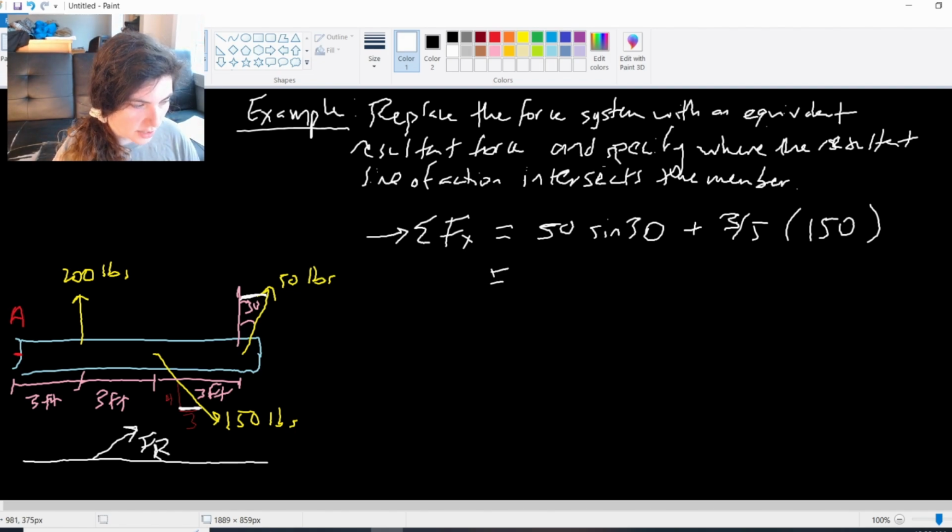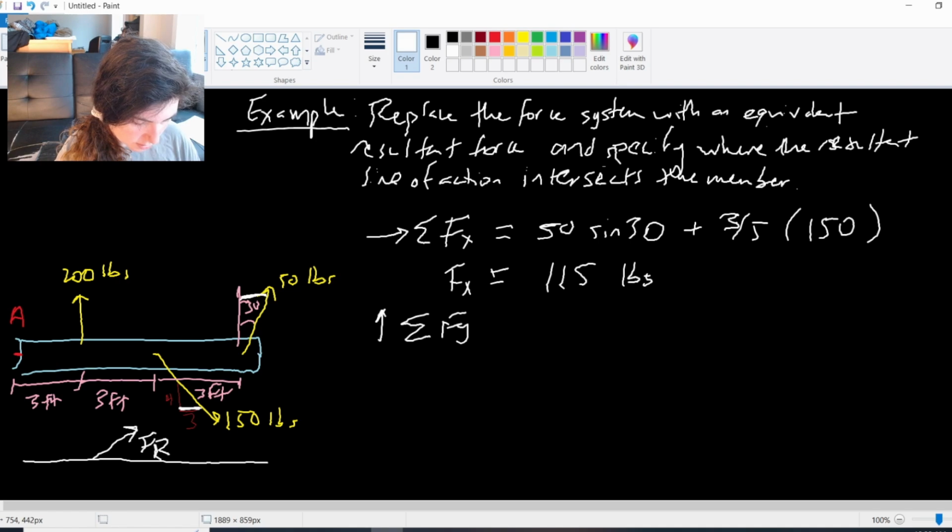So I sum those, I get my x component of my resultant is 115 pounds. Right, 115 pounds. And I'll do the same for my y. Go with the conventional up is positive for our y direction. So I have that 200 pounds.